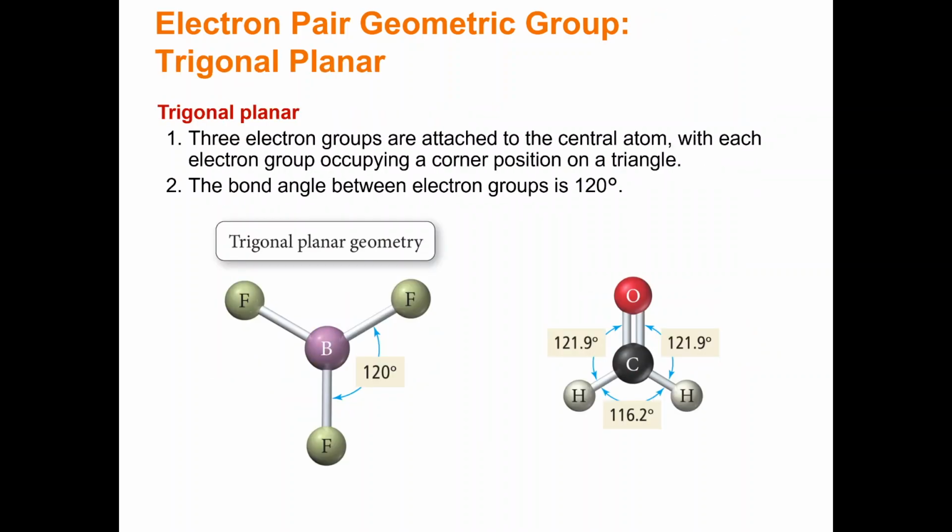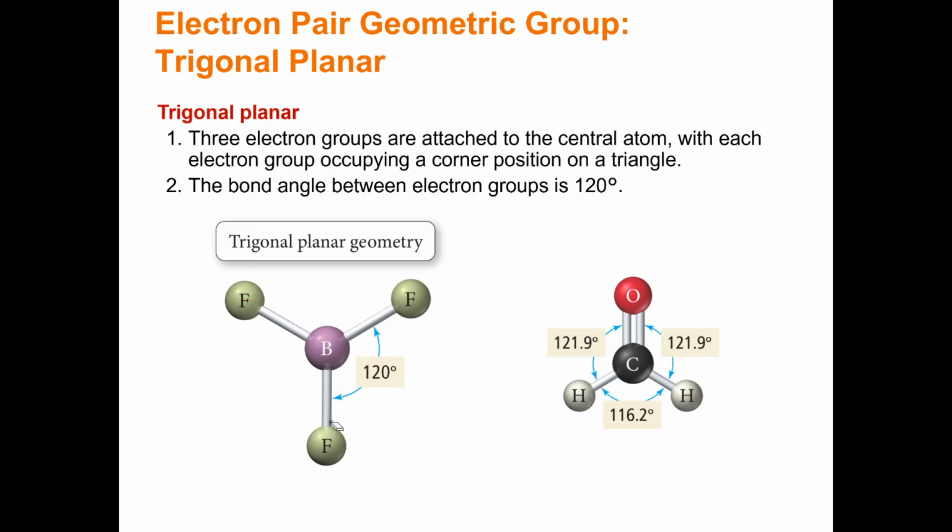Okay, the next one, so trigonal planar. So this is when you have 3 surrounding groups. Okay, so you have 3 electron groups attached to the central atom, with each electron group occupying a corner position of a triangle. Okay, so the bond angle here is 120. Okay, so you have this triangle.